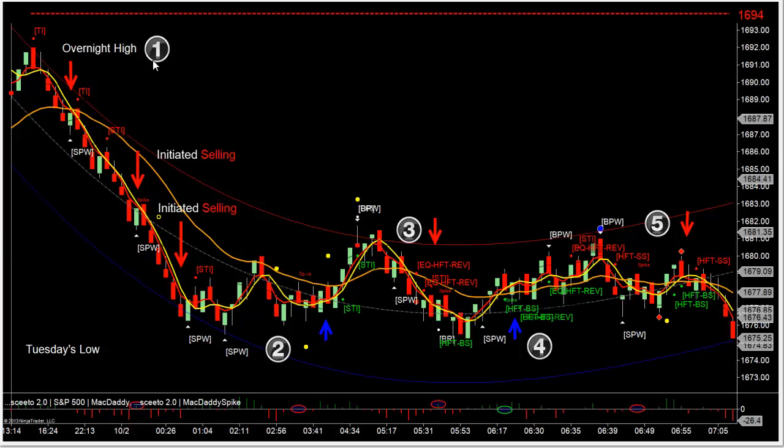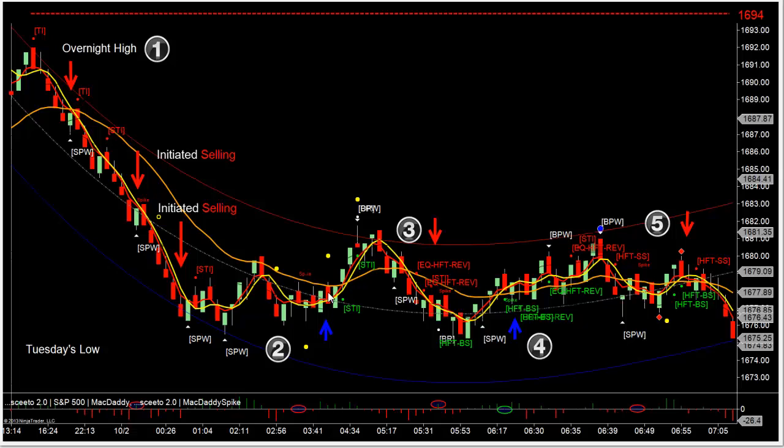Here we see the overnight high at 1692, from which the S&P sold off. During the sell-off, in addition to the responsive selling at the high, there was initiated selling at 1686 and then again at 1682. Prior to the open, the S&P had paused at or near yesterday's low at 1675. The initial retracement up to 1682 encountered a sell response.